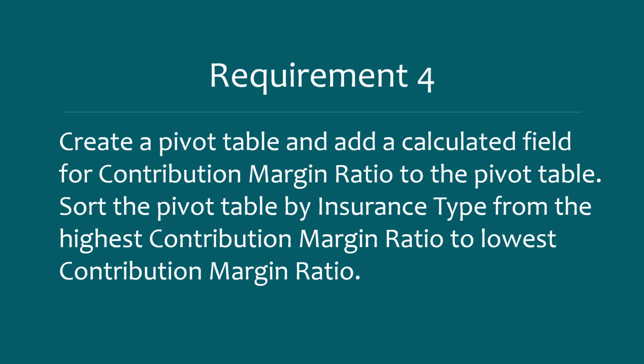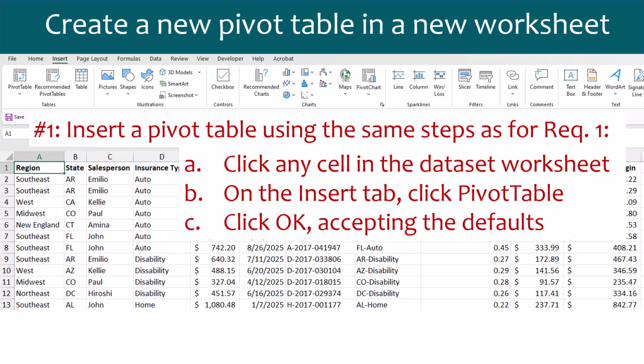For the fourth requirement, we will be creating a new pivot table and adding a calculated field for contribution margin ratio to the pivot table. Then we will sort the insurance type field from the highest contribution margin ratio to the lowest contribution margin ratio. For requirement 4, we will begin by inserting a pivot table using the same steps we used for requirement 1.